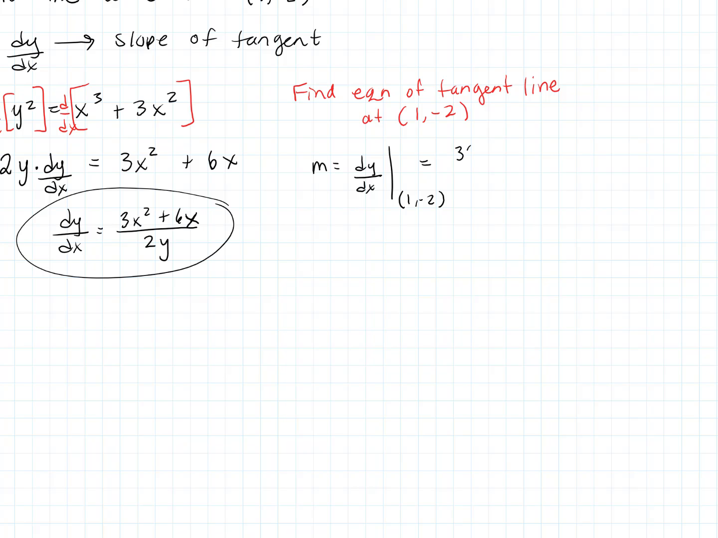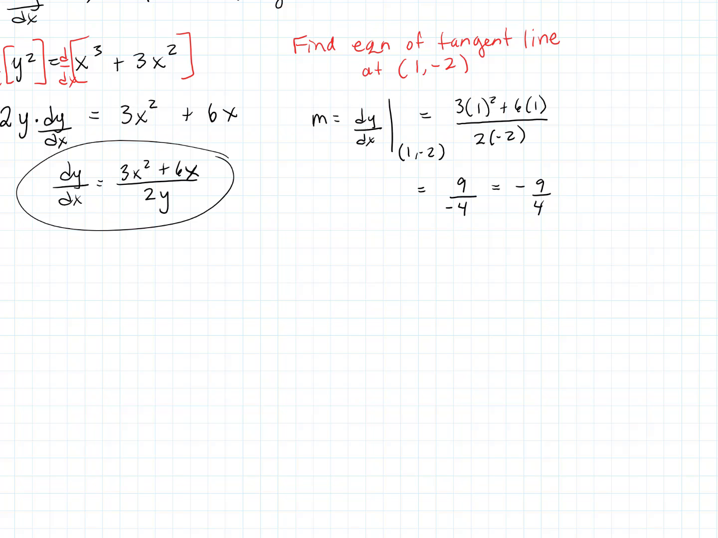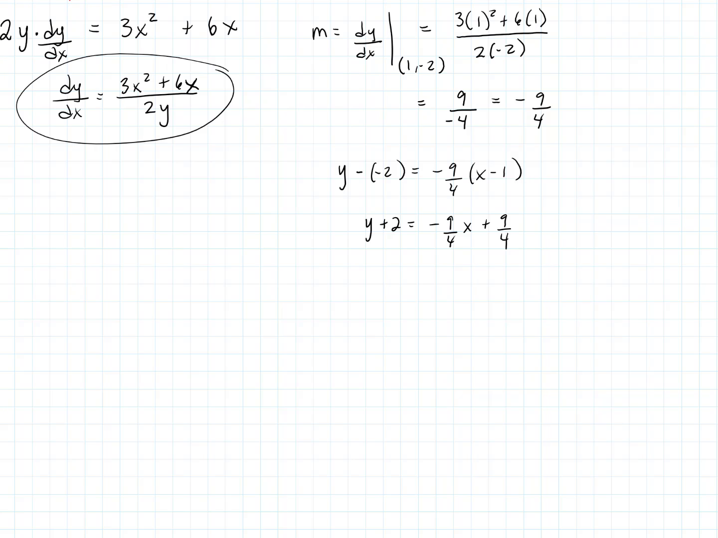So when I plug that in, 3 times 1 squared plus 6 times 1 all over 2 times -2, I end up with 9 over -4, or -9/4 for my slope. And then the actual equation, y minus -2 equals -9/4 times x minus 1. So y plus 2 equals -9/4 x plus 9/4, and then we'll subtract 2.